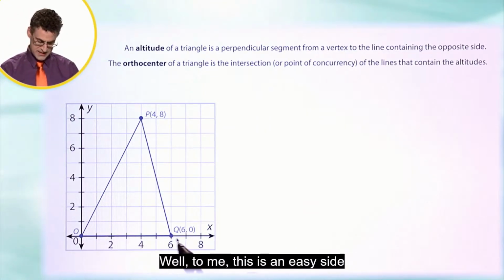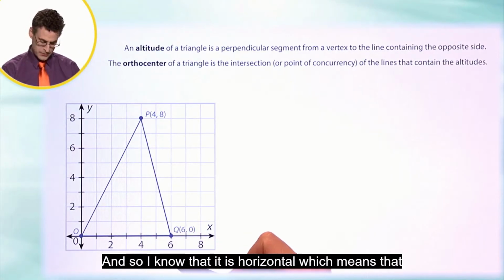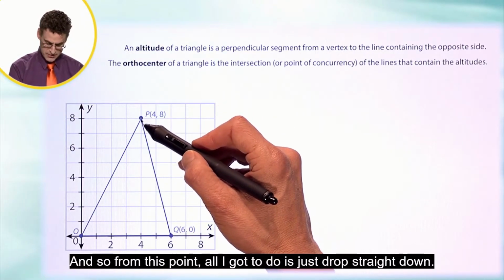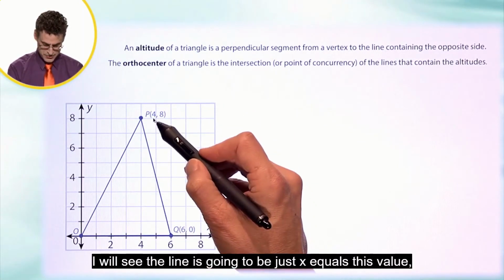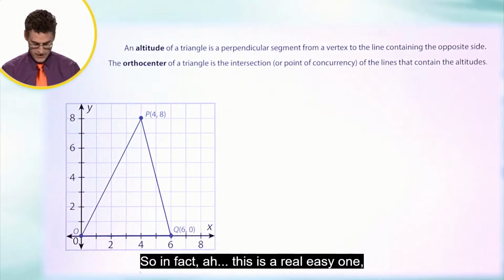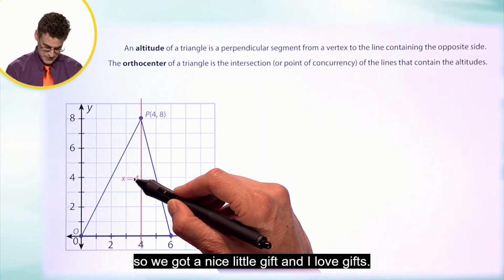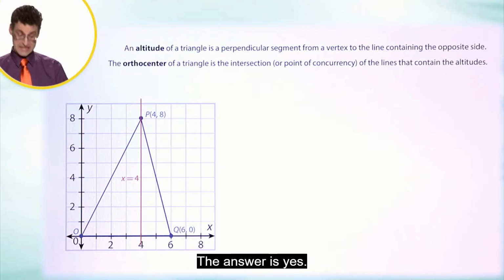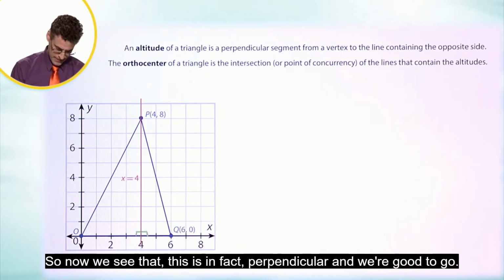Well, to me, this is an easy side, because this side I can see literally is riding just on the x-axis. And so I know that it's horizontal, which means that perpendicular to that is going to be vertical. And so from this point, all I got to do is just drop straight down. And when I do that, I will see the line is going to be just x equals this value, which is x equals 4. So in fact, this is a real easy one. So we got a nice little gift, and I love gifts. In case you're wondering, gee, I wonder if Professor Berger likes gifts. The answer is yes. So now we see that this is in fact perpendicular, and we're good to go.